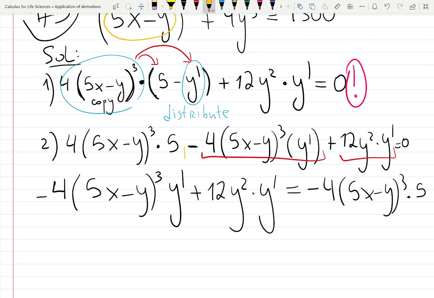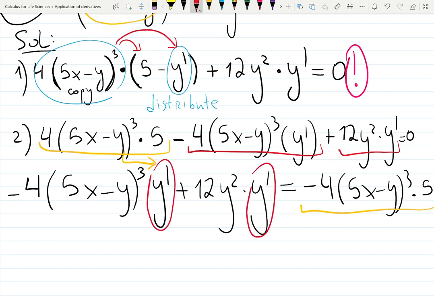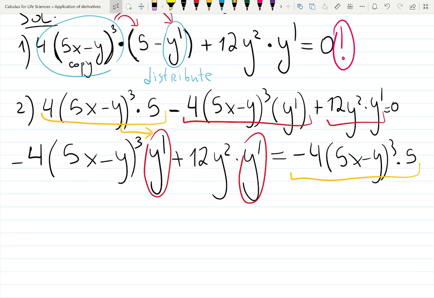This is what I did. I moved this part to the right-hand side, so it's over here with a negative sign. So I'm just moving things around. Important things involve y prime. Not important things, move it to the right-hand side.